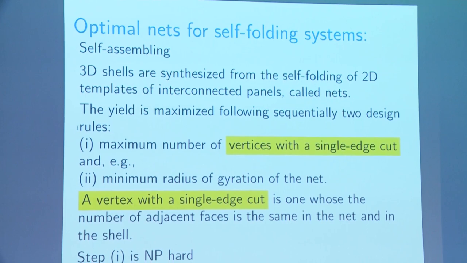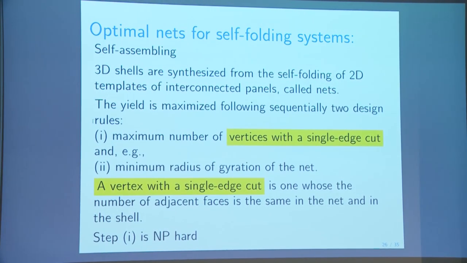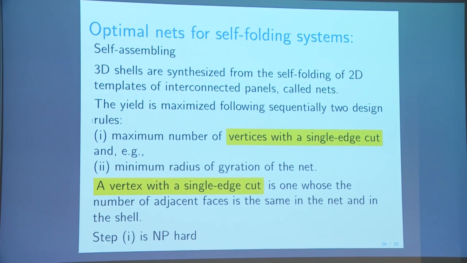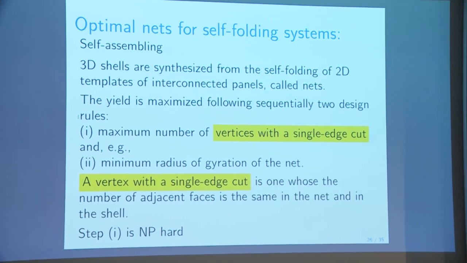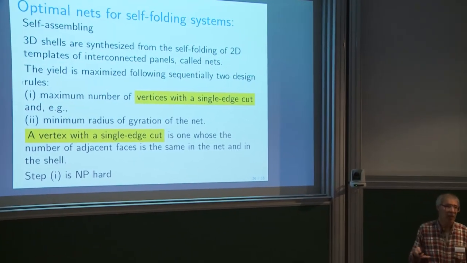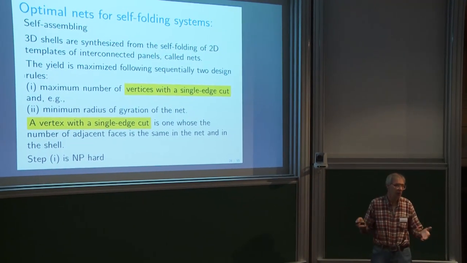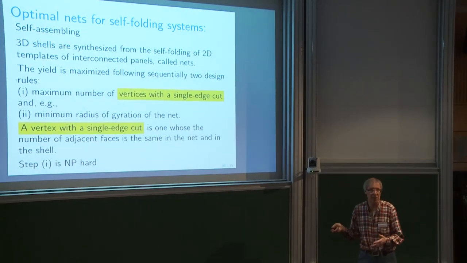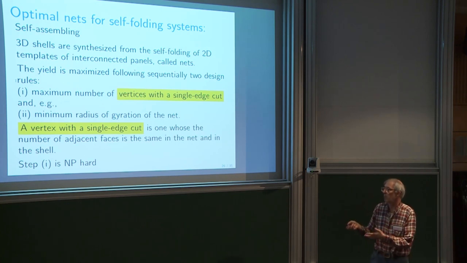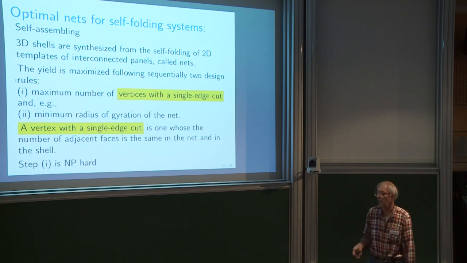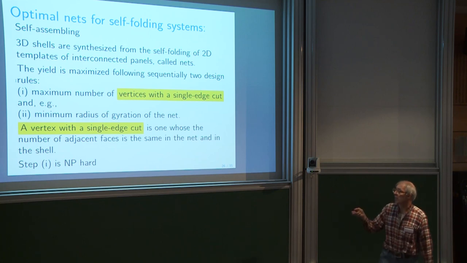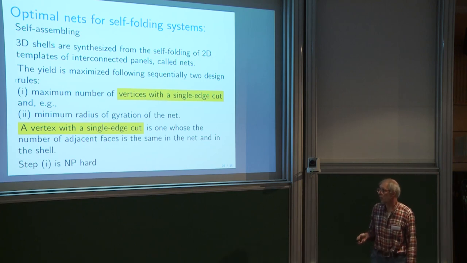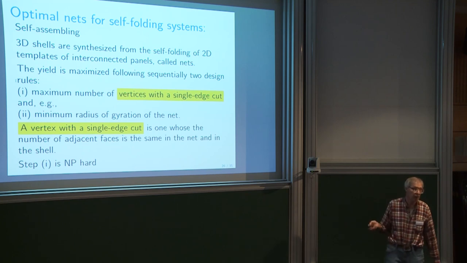And then after we have this set built by using this constraint, we can apply any other rule which depends on technology. It turns out that for some reasons in technology they demand, for example, the minimal radius of duration of this net, but it's not necessary already. So we were interested in the first design rule. And step one is NP hard.